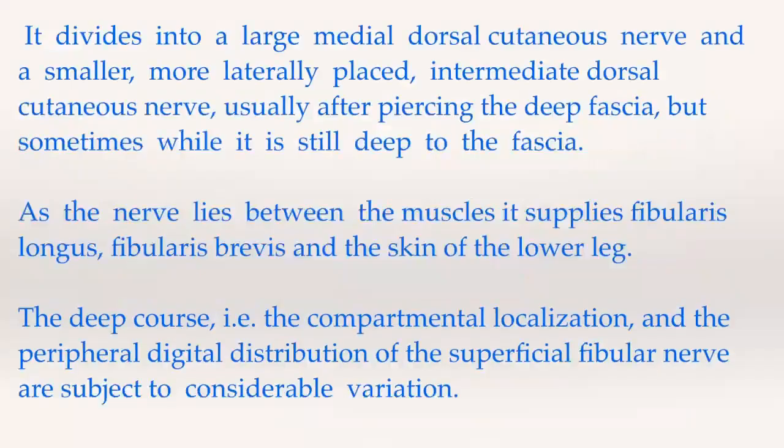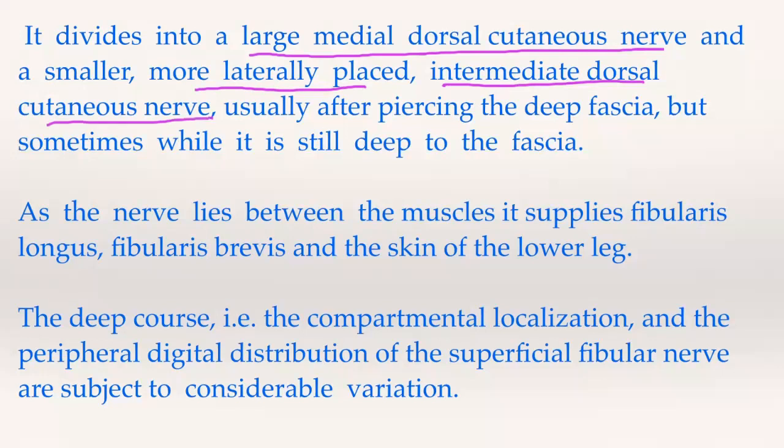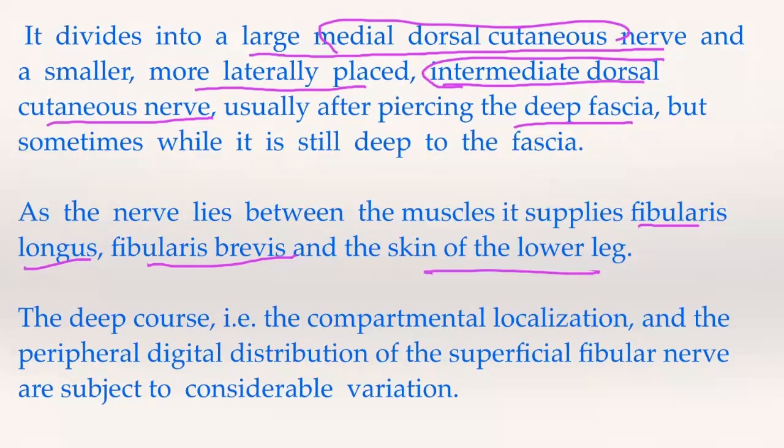It divides into a large medial dorsal cutaneous nerve and a smaller, more laterally placed intermediate dorsal cutaneous nerve, usually after piercing the deep fascia, but sometimes while it is still deep to the fascia. As the nerve lies between the muscles, it supplies fibularis longus, fibularis brevis, and the skin of the lower leg. The deep course, that is compartmental localization, and the peripheral digital distribution of the superficial fibular nerve are subject to considerable variation.